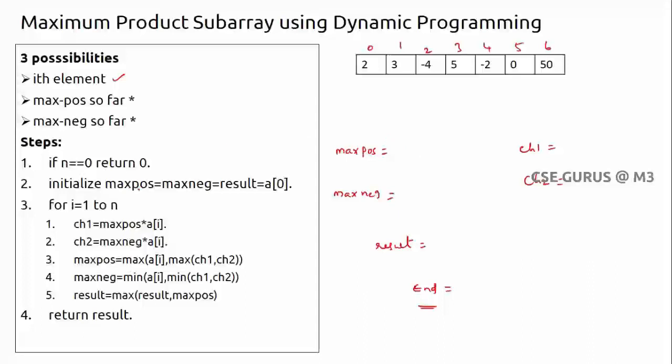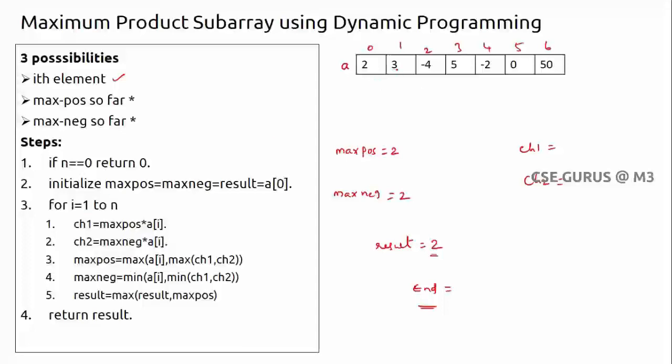Now we'll start by initializing max positive, max negative and result, all with a of 0. What is a of 0? Let us suppose it is an array with a of 0 equal to 2, so max positive is 2, max negative is 2, and result is also 2. This result always holds the maximum product you will get so far. You can't get the maximum positive every time, as that is the maximum product value here. Now you can see i starts from 1, not from 0.